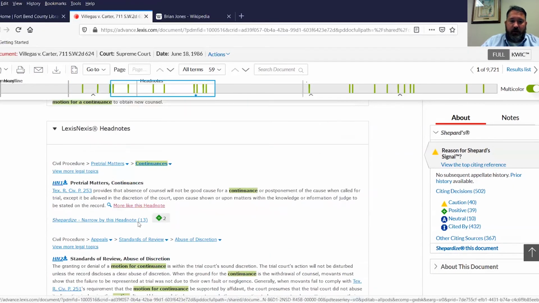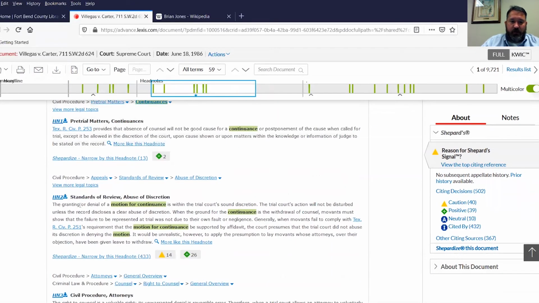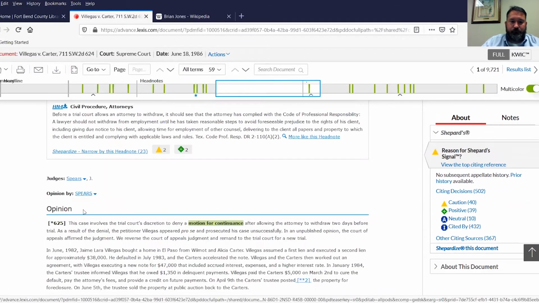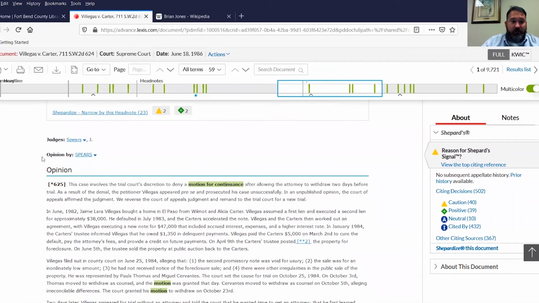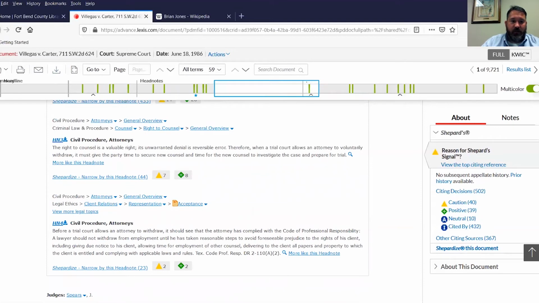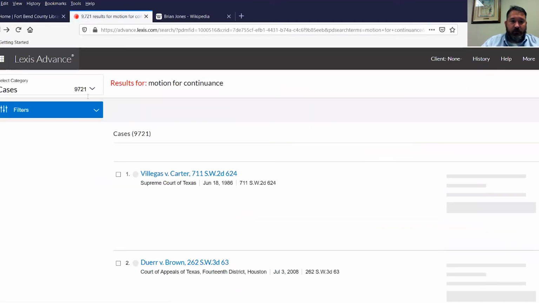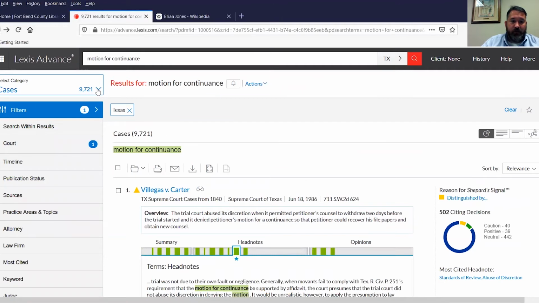So you've got these headers on particular types of topics within it. You can jump to it. Each case has some main points of law that they discuss, and that's what these headnotes describe. But it doesn't get down to what the court actually said until you get to the opinion side of things. And this is the first word that the court said. So this is the law. This is an example of primary law. This case involves the trial court's discretion. So this is the trial court's opinion and so forth. So that's case law.